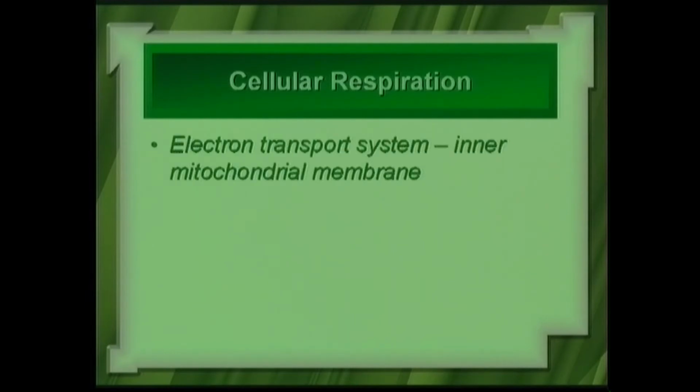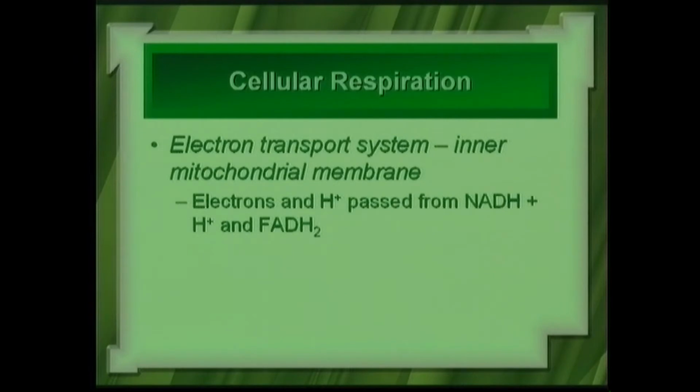Anyway, the next thing we're going to talk about is the electron transport system. This is located, many of them, on the inner mitochondrial membrane. What happens is that the electrons are passed from NADH and FADH2. Those are the 2 electron carriers that carry electrons from the Krebs cycle. NADH is also generated during glycolysis, and these electrons are then passed into the electron transport chain.